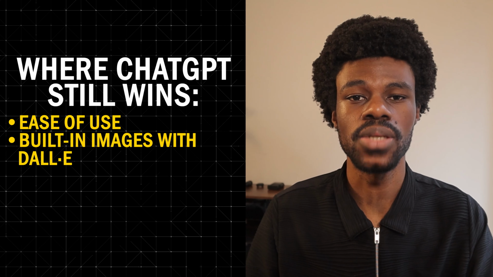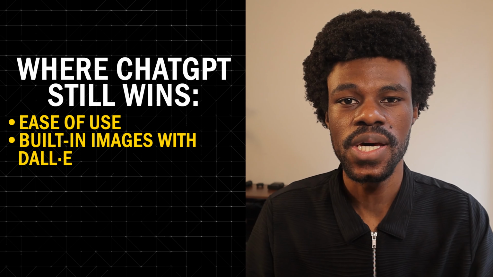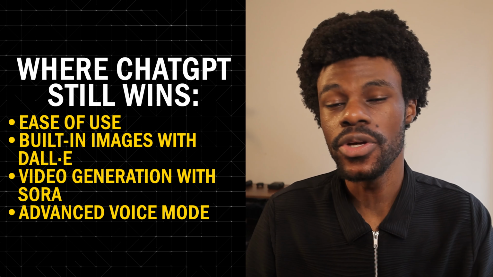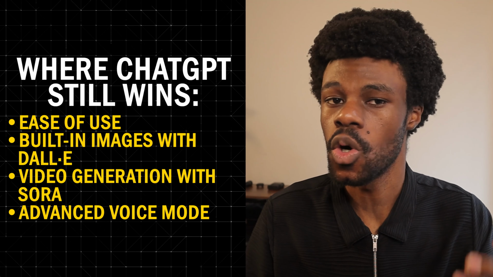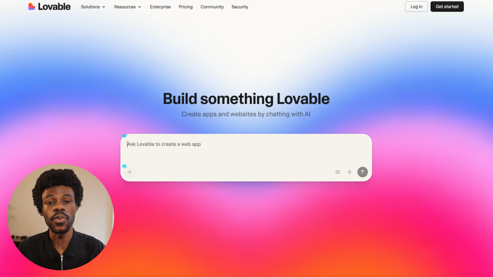Also, ChatGPT does have DALL-E for images, Sora for video, and a very good advanced voice mode. Now, this sounds a lot more natural than anything OpenClaw will be able to offer you. And if you want to build web apps without coding, Claude's artifacts or Lovable are easier starting points than trying to get OpenClaw to build and deploy something for you.